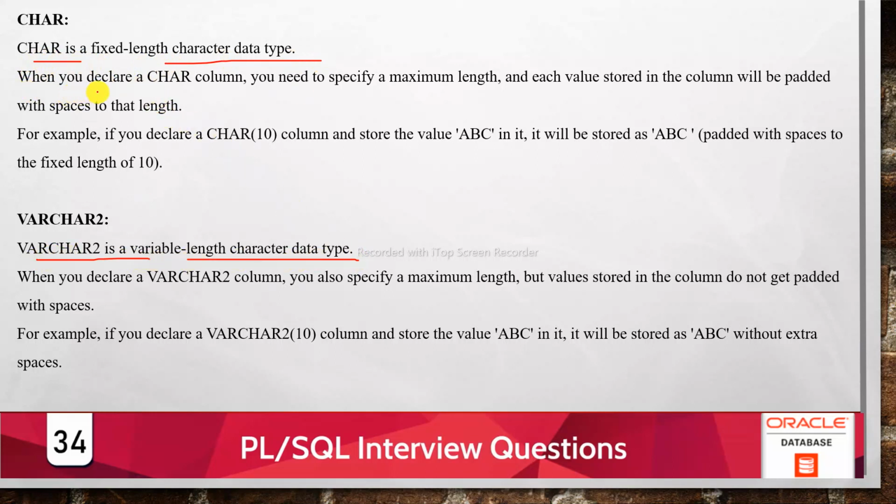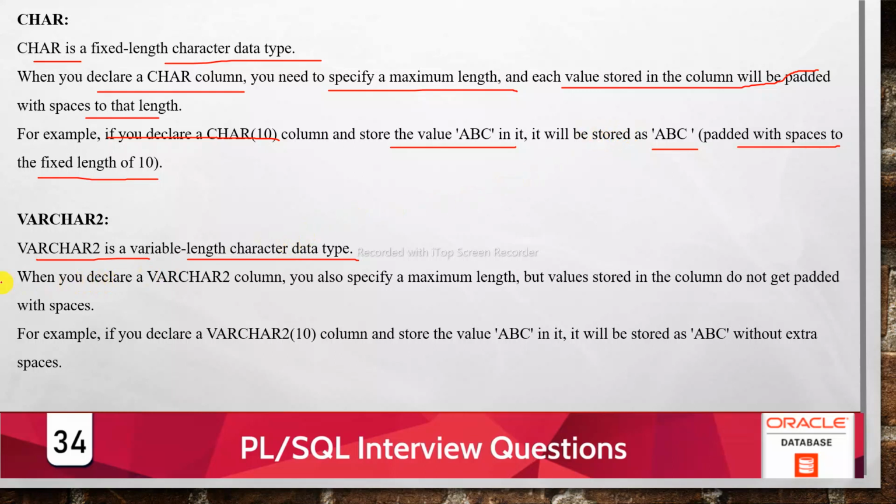When you declare a character column, you need to specify the maximum length, and each value stored in the column will be padded with spaces to that length. For example, if you declare a character column of size 10 and store the value ABC in it, it will be stored as ABC padded with spaces to the fixed length of 10. So character pads the blank spaces.